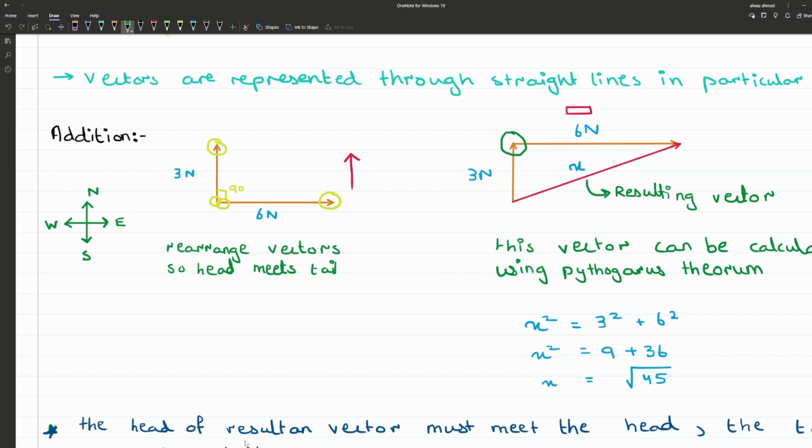Now what we do is we connect the last head with the last tail to form a triangle. This hypotenuse that we join with the head and tail is going to be the resulting vector. So it will have a magnitude of x, and we'll calculate this magnitude using the Pythagoras theorem. As we can see, this is a right angle triangle. We've got the base and we've got the length. So let's just calculate the hypotenuse using the Pythagoras theorem. x squared is equal to 3 squared plus 6 squared. Then we're going to add both of these and solve for x.